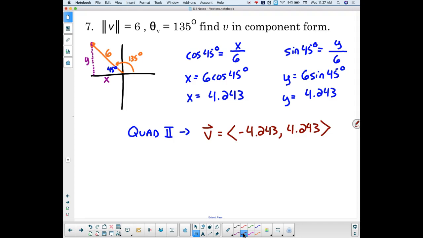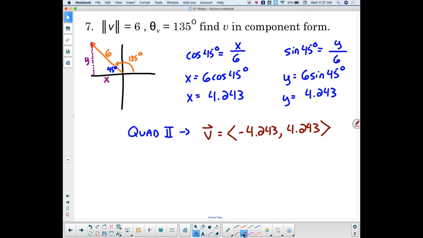Now, my question to you is, we used the reference angle. Yes? And then we had to adjust it to fit the quadrant. What if we would have used the direction angle? Okay? So what if I would have done 6 times the cosine of 135 degrees? Somebody calculate that out for me quick on their calculator. 6 times the cosine of 135 degrees, excuse me. It's negative 4.243, right? Okay. What about 6 times the sine of 135 degrees?